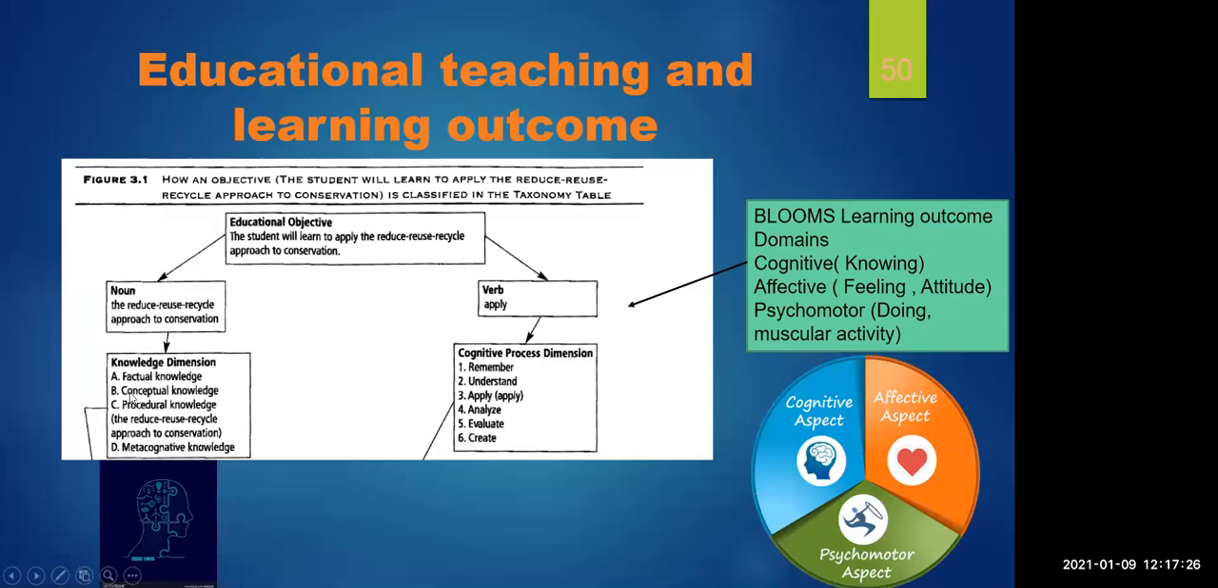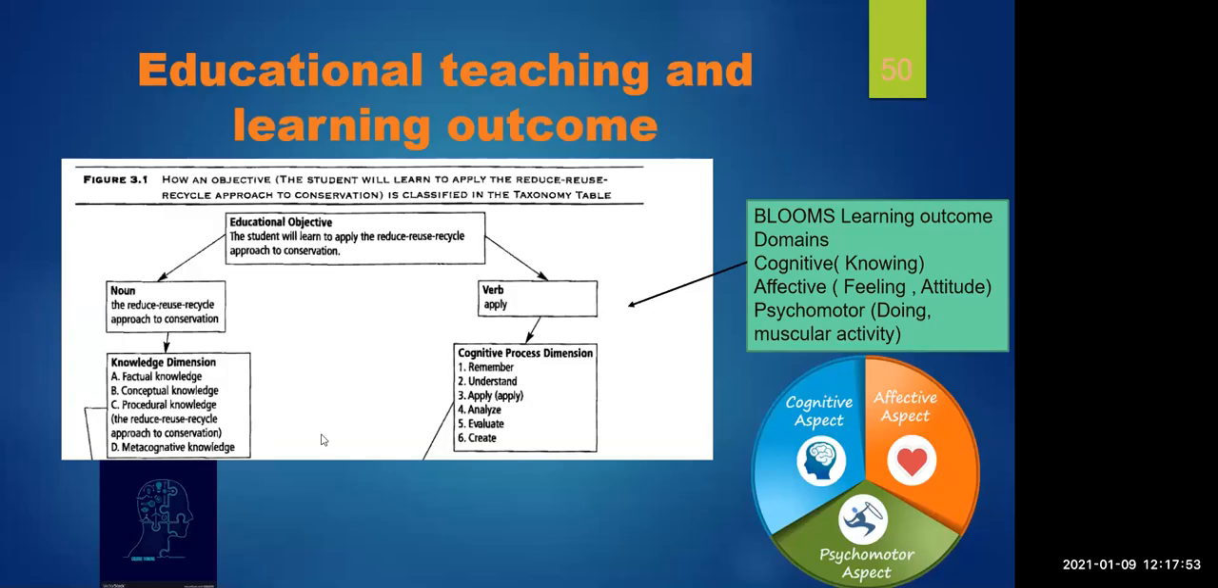How is the student able to remember this knowledge, whether he is able to understand it, whether he is able to apply it, whether he is able to analyze the concept, the same energy conservation point, recycle, whether he is able to evaluate, or whether he is able to create a new product. Suppose there is a problem in plastic waste recycling, he can come out with a new product. Because plastic is a major problem, from plastic bottles any new product can be formed. So that is create.